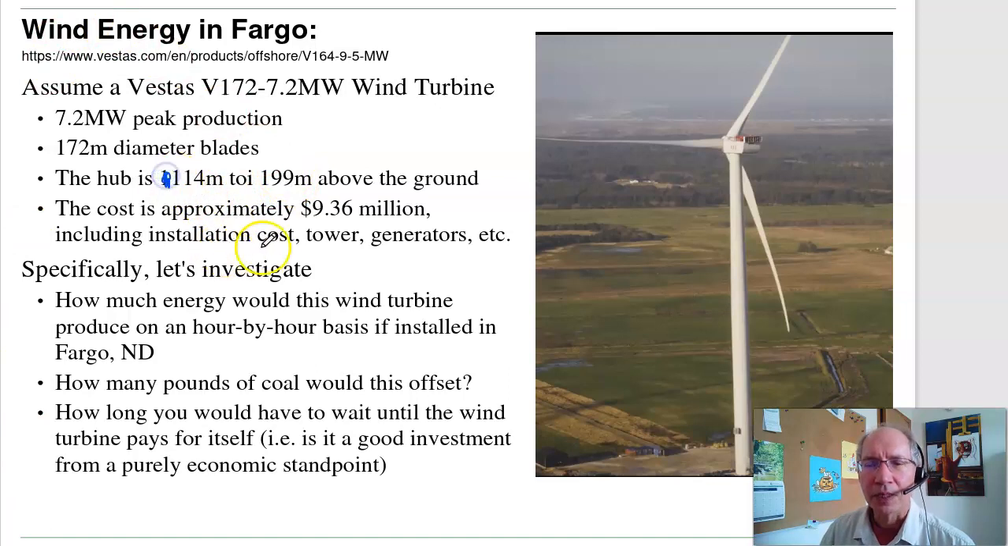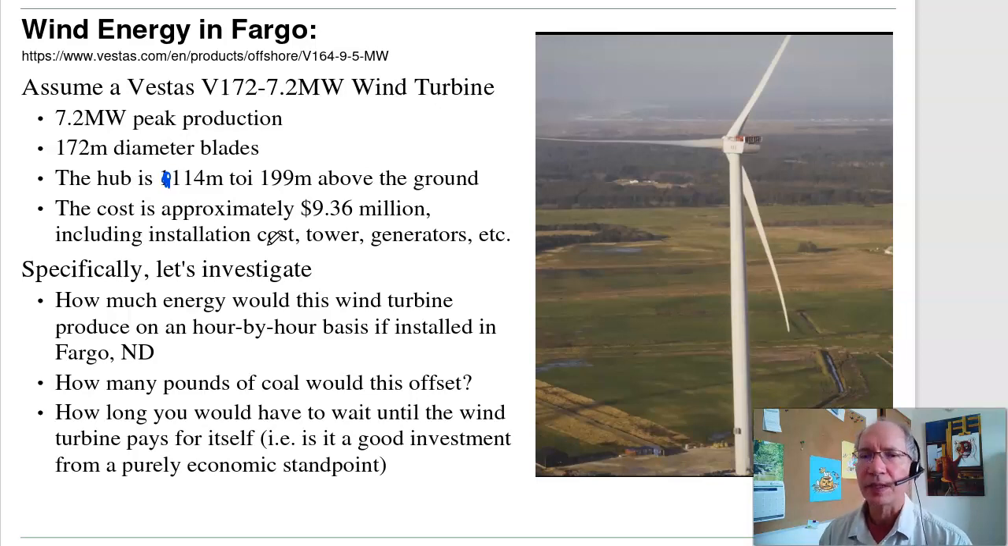Extra one there. And cost about $9.36 million to install, including the tower, generator, pad. That's from the U.S. Energy Information Administration. It's about $1,300 per kilowatt for a wind turbine.